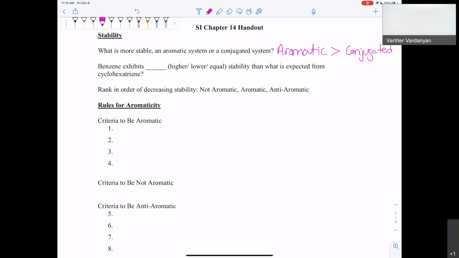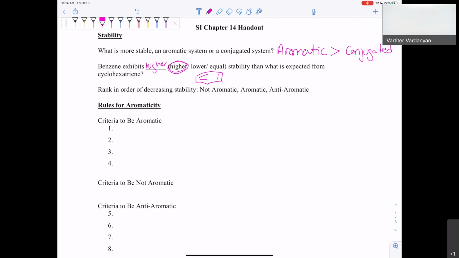And so that being said, benzene is a lot more stable than what it's expected to be. So the stability is much higher. And cyclohexatriene is just like the IUPAC name for benzene. So that's all that is. So what it's just trying to say is, when we look at a triene, we expect it to be at a certain stability, but it's not just conjugated, it's also aromatic. So the stability for the aromatic system is a lot higher than what we expect it to be.